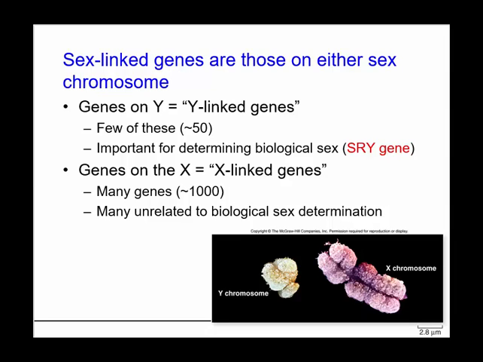Genes on the X chromosome are called the X-linked genes, and that is much more like a bona fide chromosome. There's about 1,000 genes, 1,200, I believe, something like that. And a lot of those are just not even related to sex determination. Some are, but some aren't.